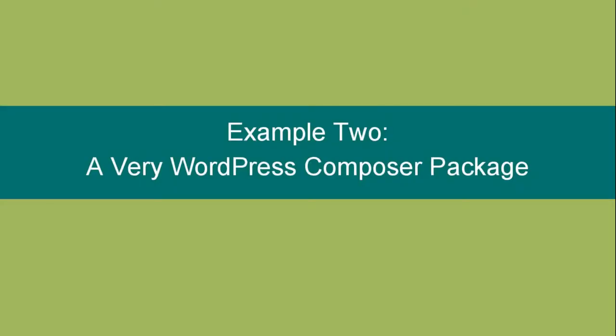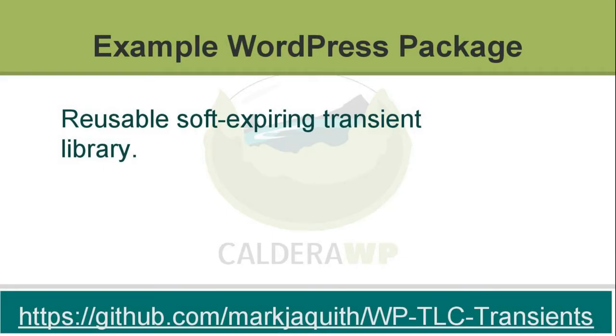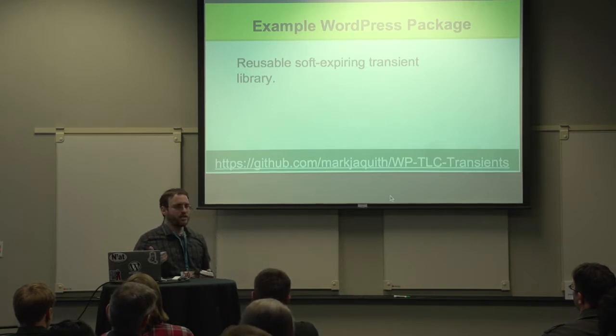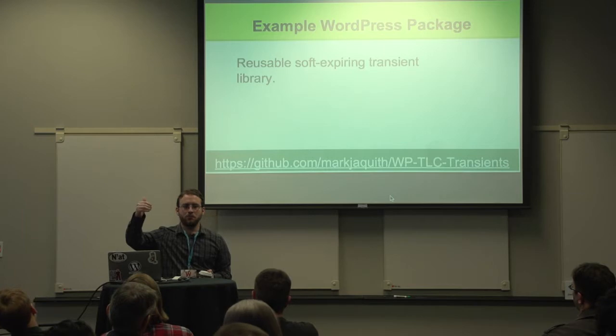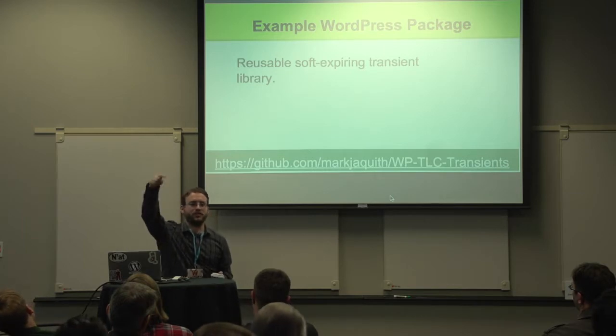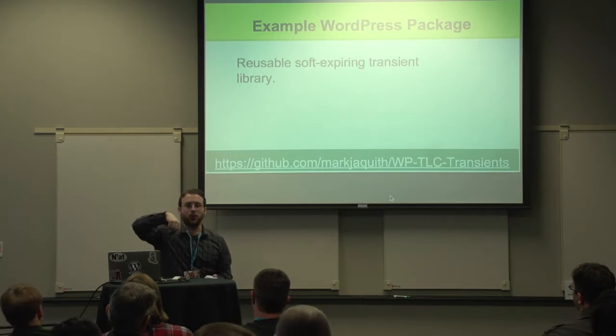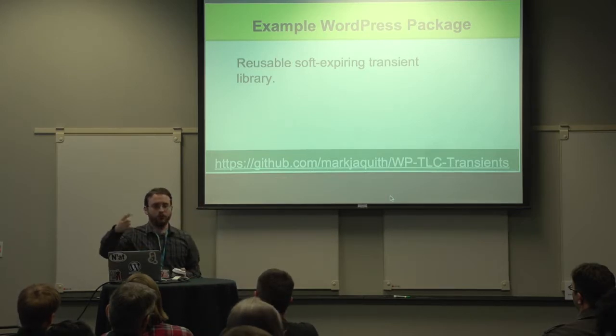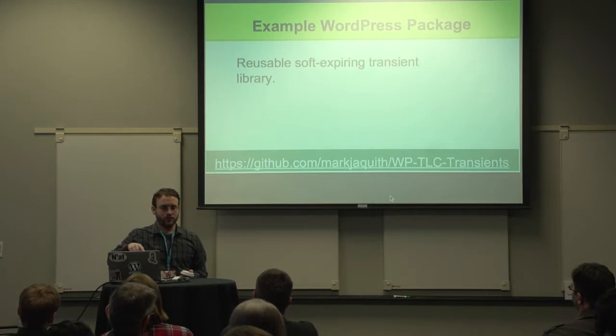So, example two, I call this a very WordPress Composer package. This is actually by Mark Jaquith, a lead developer at WordPress. He has this awesome soft expiring transient cache library. Basically, it uses WordPress transients, but it's soft expiring. So if you hit it while it's out of date, it'll serve you the out of date data while rebuilding, so that your next request is fresh. The philosophy being that your performance is more important than data being perfect, which works in certain situations and doesn't work in others.